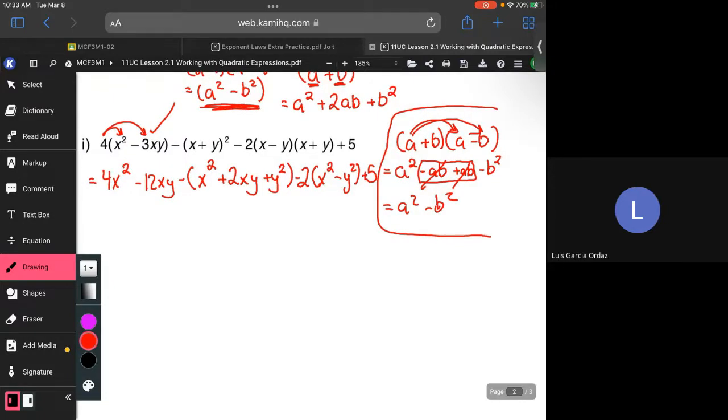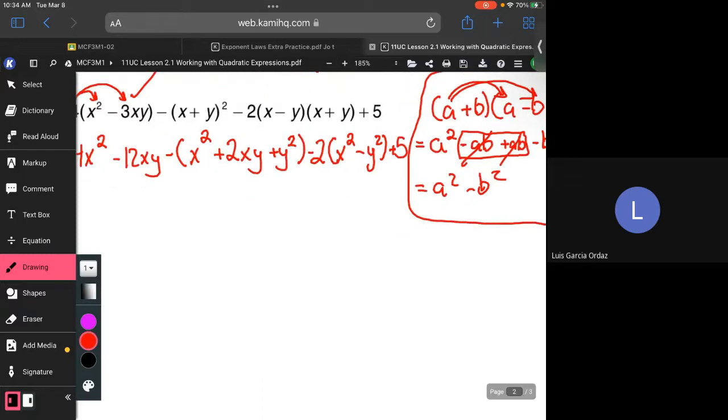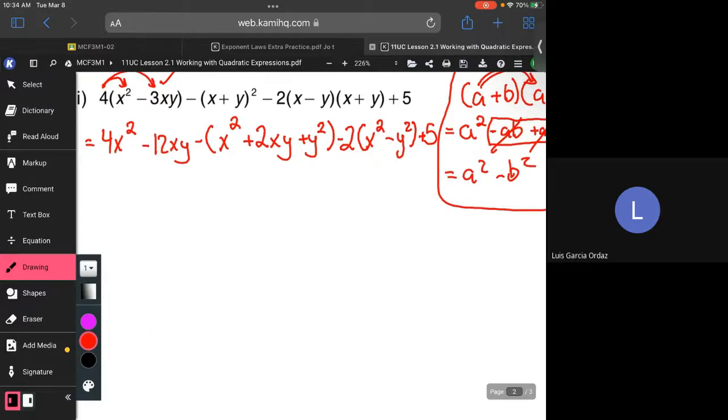So does everyone get it, or does anyone need clarification on something? Okay. So based off what I have here, is there anything I need to distribute? And what else?